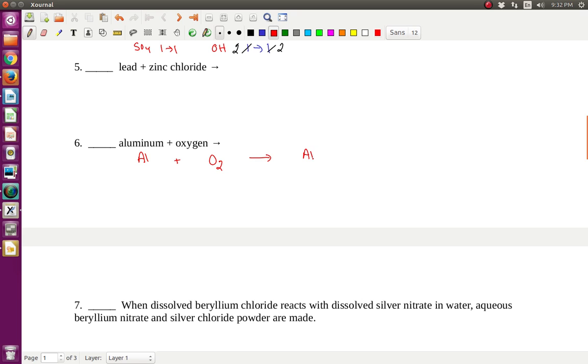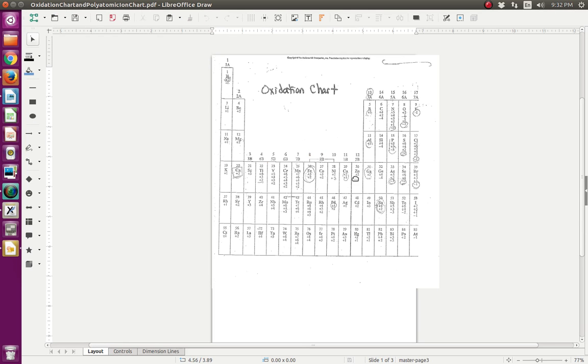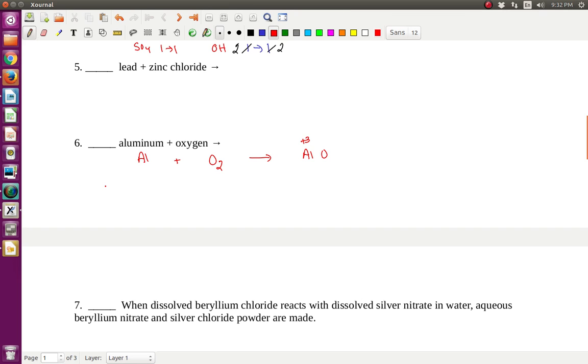So aluminum and oxygen. Aluminum is a +3 charge on your oxidation chart. Yay, I finally pulled up the right one. There it is. It's +3. It's really hard to see on this thing. I apologize for that. But it's a +3 charge. And oxygen is a -2 charge on your oxidation chart. Put the charges on the top. Swap and drop. Bring down the 2 here. Bring the 3 to the other side.